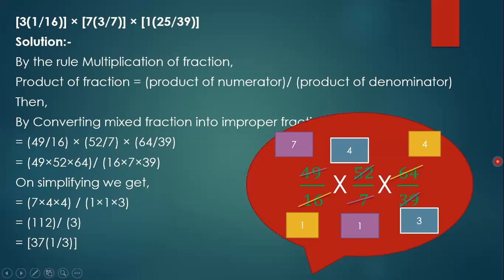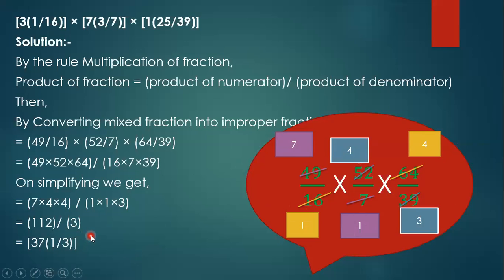What are we left with in the numerator? 7 multiplied by 4 multiplied by 4, which gives us 112. And in the denominators, we have 1 multiplied by 1 multiplied by 3, which is 3. Children, here you can see that we have 112 by 3.